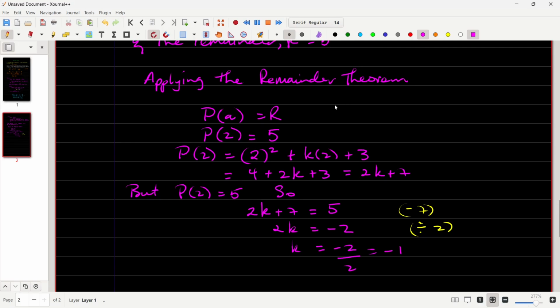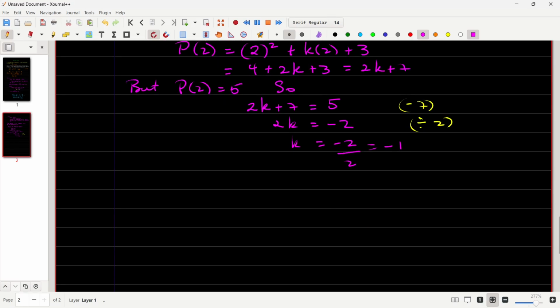Let me just double check my answers because I may have rushed and made mistakes. Let's see. So 2 2s are 4 plus 3, it's 7. So I have 7, nice, and then minus, and then, yeah, great. No issues there. Let's go to the third example.